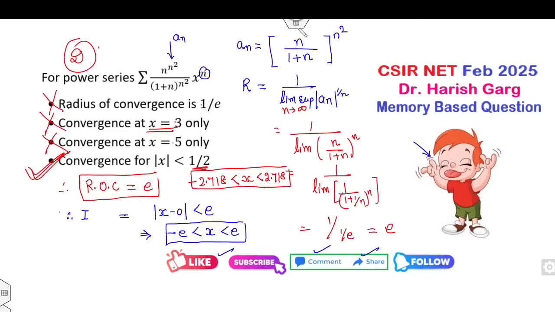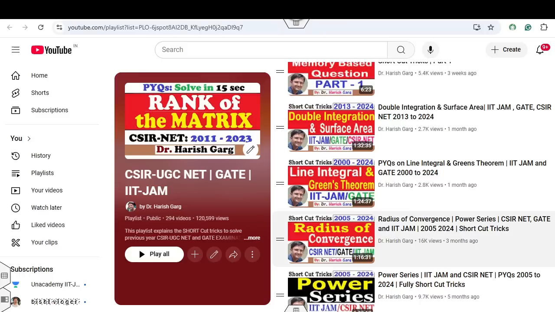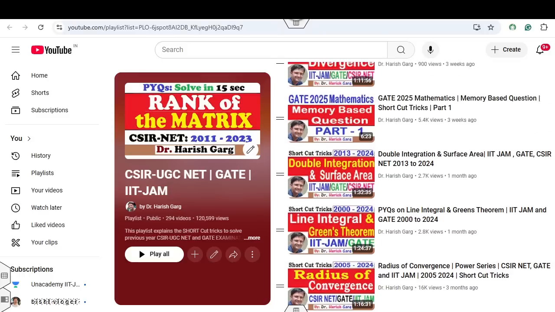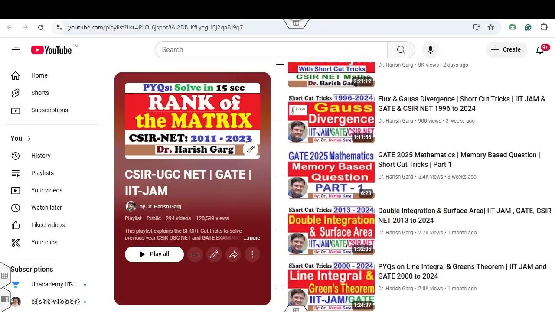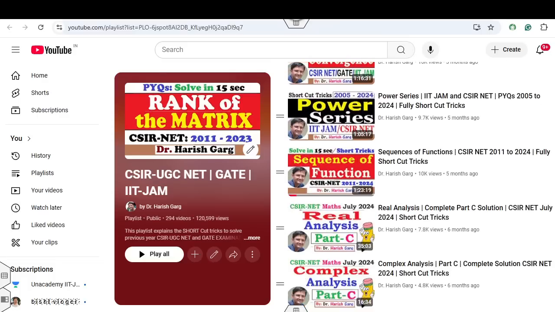So you can see that based on these simple lectures, radius of convergence and others, real analysis, linear algebra, you can solve each problem in a very simple manner.